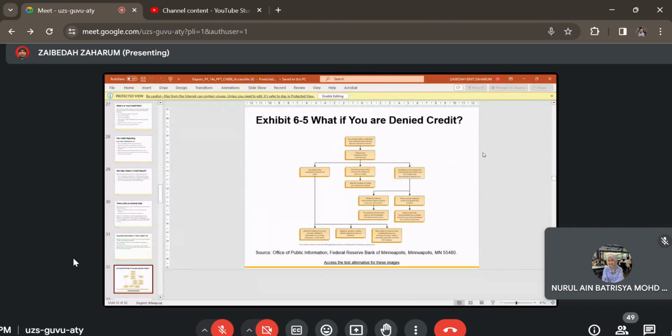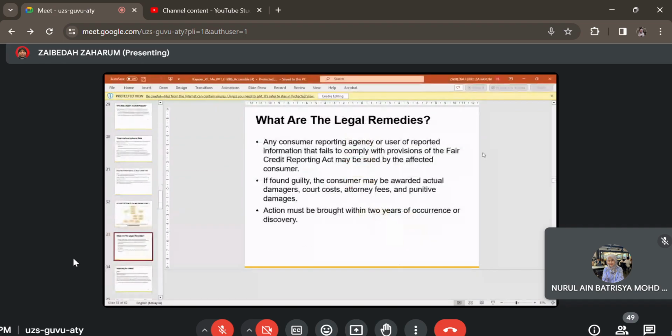Okay, atas data-data atau informasi yang ada dalam dia punya credit file tadi. Okay, alright. So yang ini sekiranya bila berlakunya bila you punya permohonan kredit tadi have been denied. Okay, so what you have to do, you kena tengok lah, okay, what if you are denied credit tadi lah, okay, so what you have to do lah, the step-step tadi. Alright, okay.